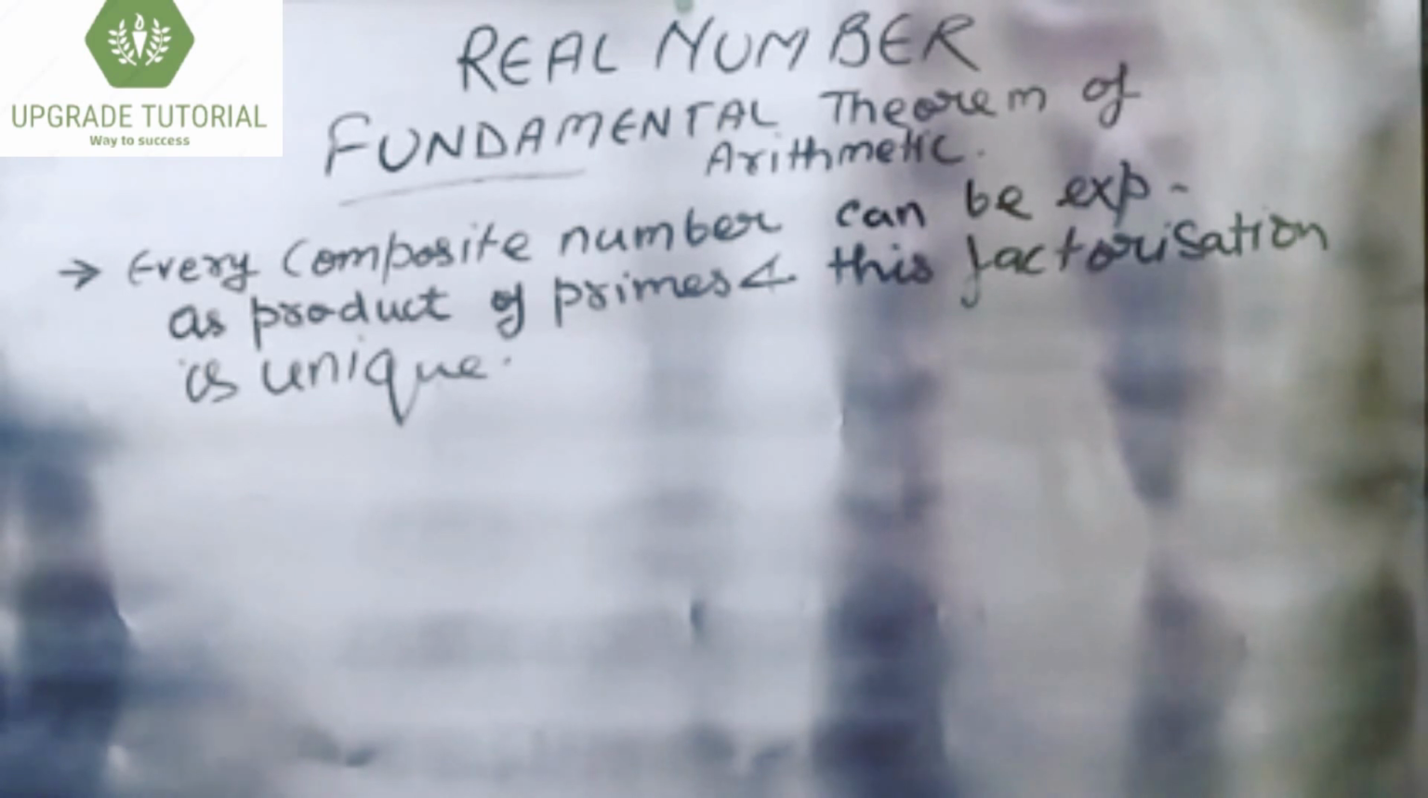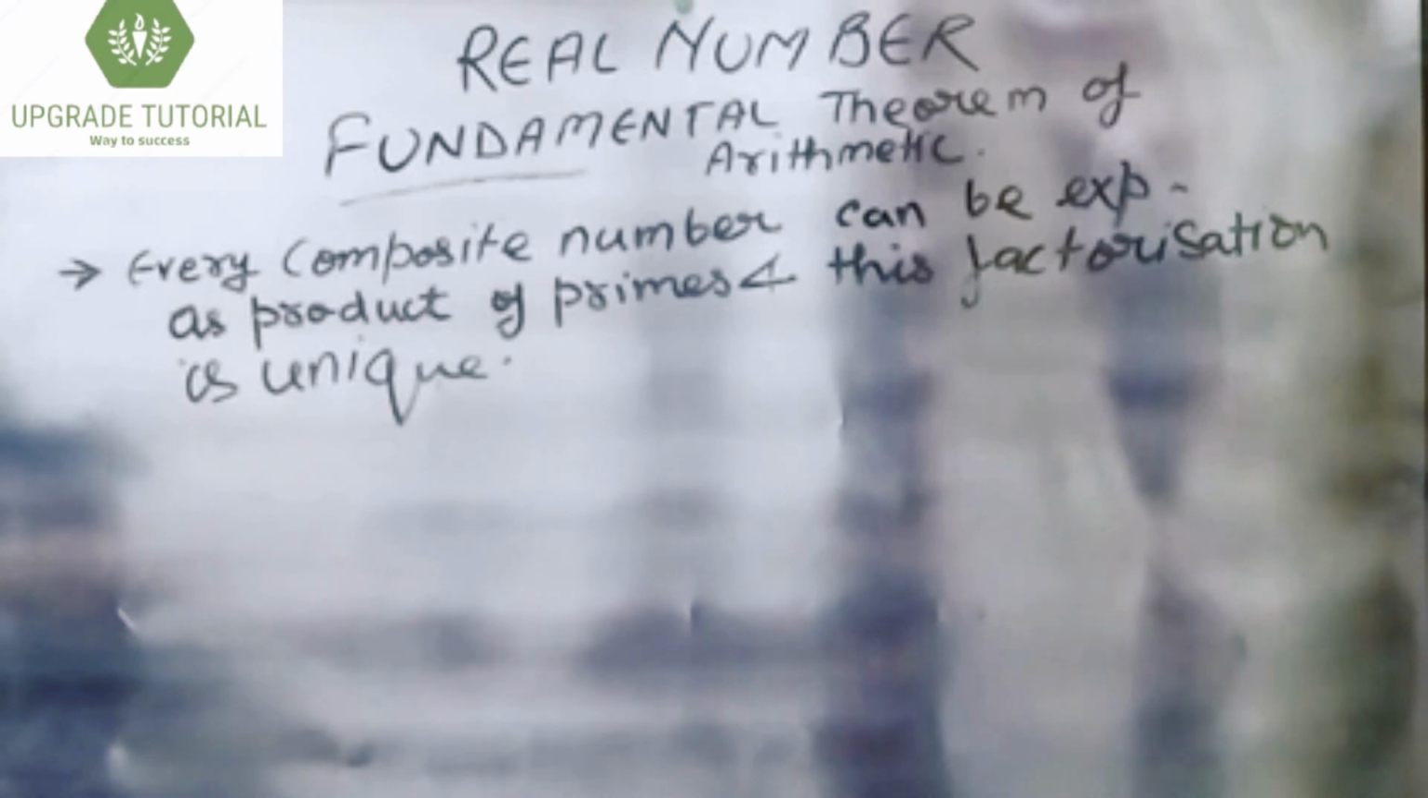So what is the fundamental theorem of arithmetic? Every composite number can be expressed as a product of primes, meaning prime numbers, and this factorization is unique.